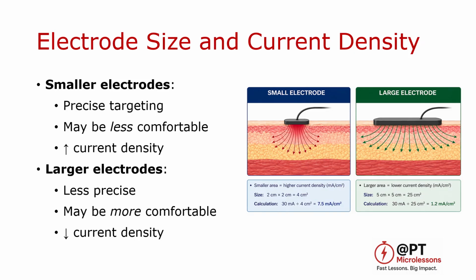In the image, you can see a comparison between a 2 by 2 centimeter electrode and a 5 by 5 centimeter electrode. If the same current is applied, the smaller electrode has a higher current density because the area is smaller. Current density is calculated as current divided by electrode area. So as electrode size decreases, current density increases. And as electrode size increases, current density decreases.